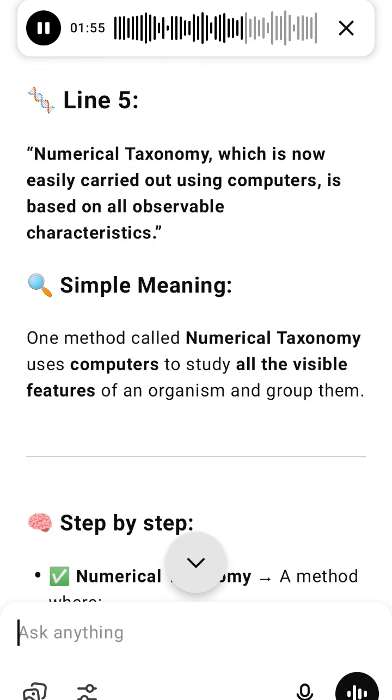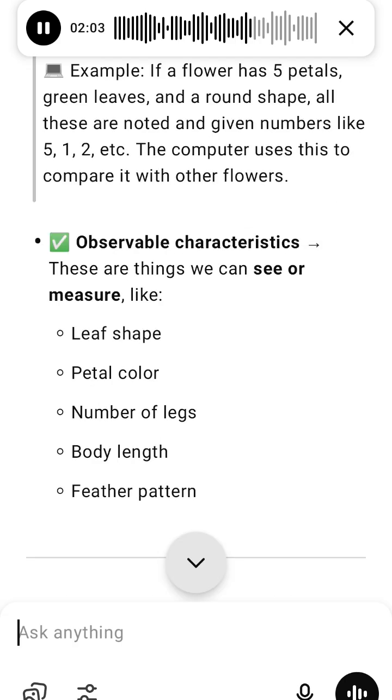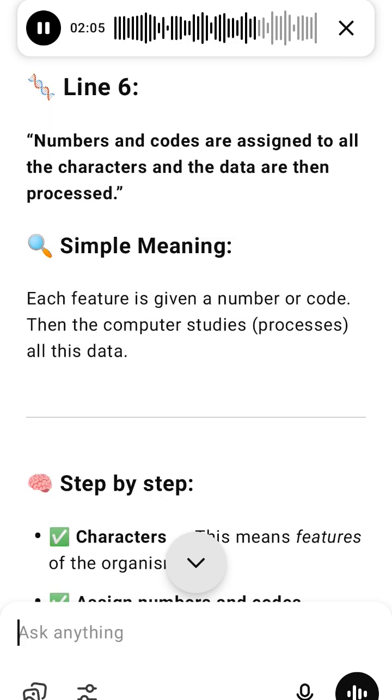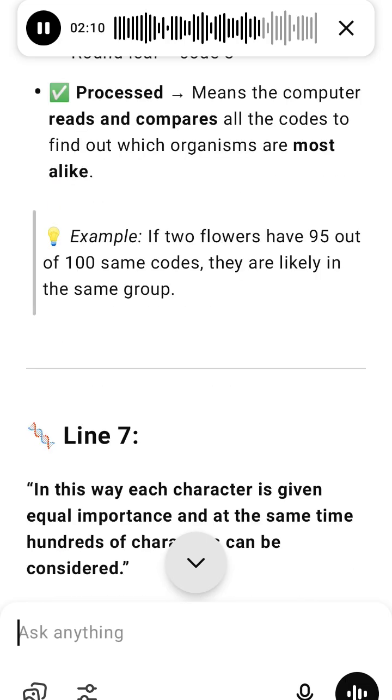3. Modern extra methods used in classification. A. Numerical taxonomy. All visible features of a plant or animal, like color, shape, number of petals, etc., are given numbers or codes. Computers study all these numbers and compare them. This way, each feature is equally important, and computers can check hundreds of features quickly. Example, a red flower with 5 petals and round leaves is coded and compared with other flowers.